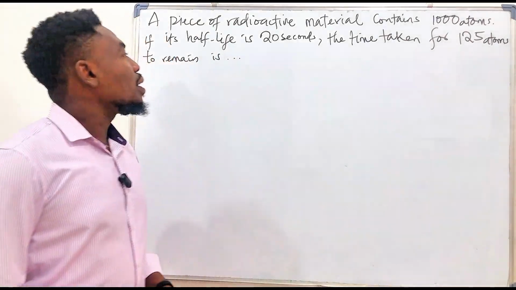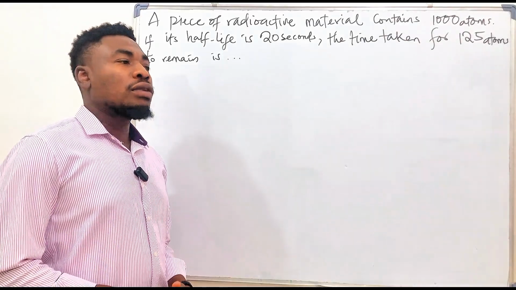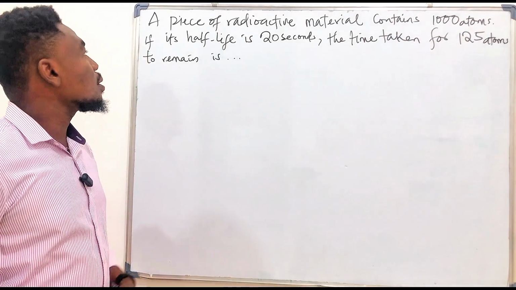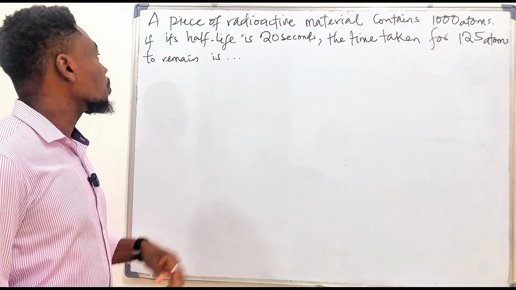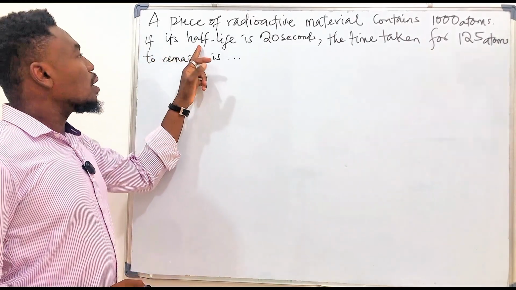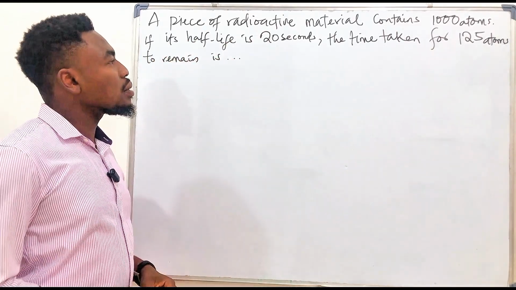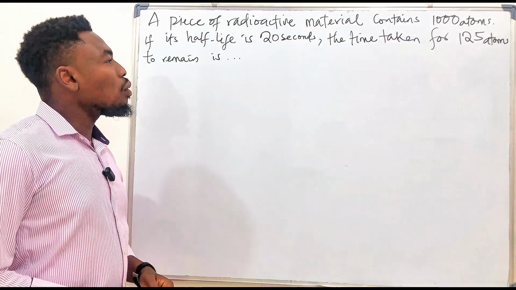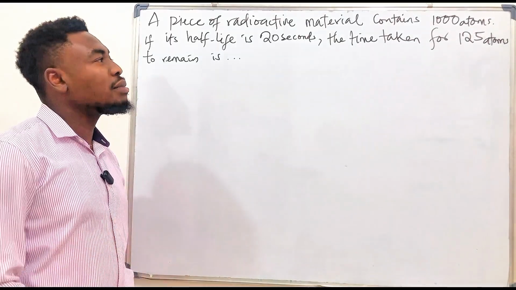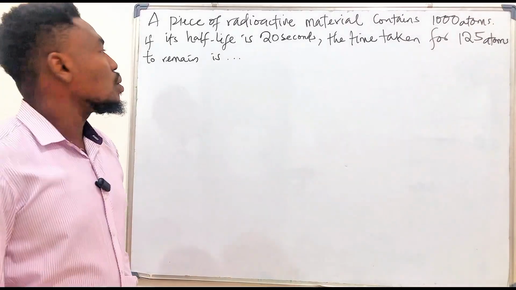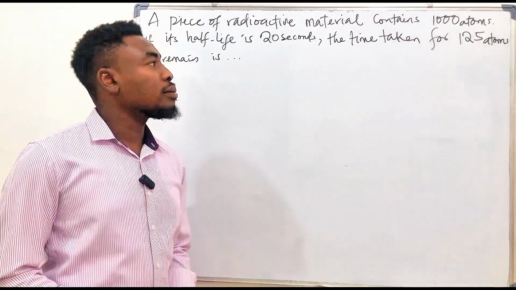Let's look at this radioactive question from 2017. The question says a piece of radioactive material contains 1000 atoms. If its half-life is 20 seconds, the time taken for 125 atoms to remain is, so what is the time taken for 125 atoms to remain?